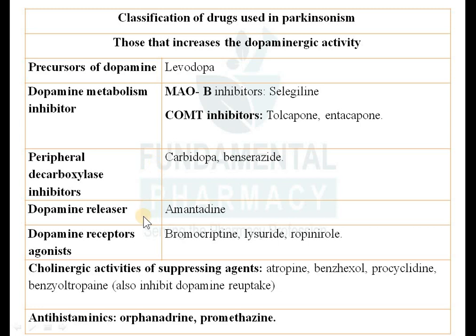चौथा ऑप्शन क्या है कि डोपामाइन रिलीज. So what is your fourth option? You can increase the dopamine by using various kinds of drugs. So they are nothing but the dopamine releaser. Okay. Next option में you have dopamine receptor agonist.